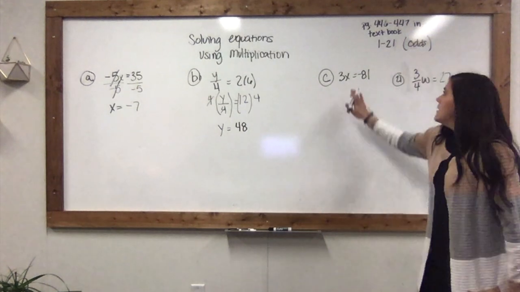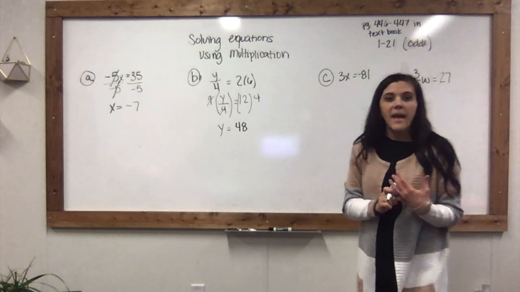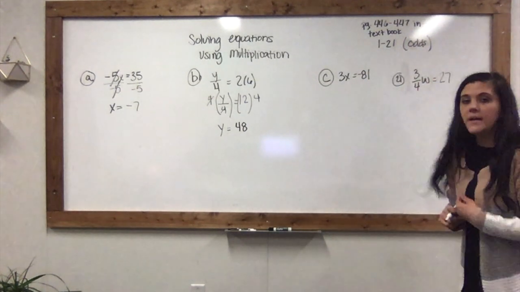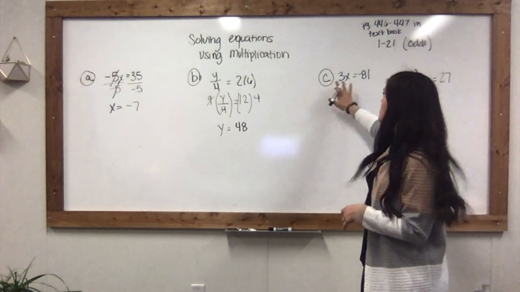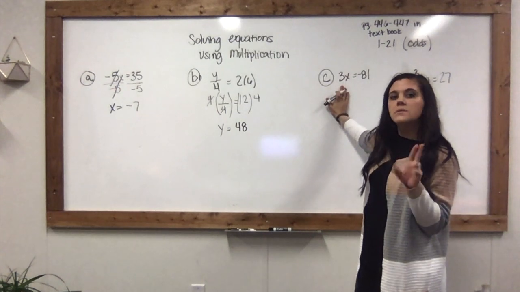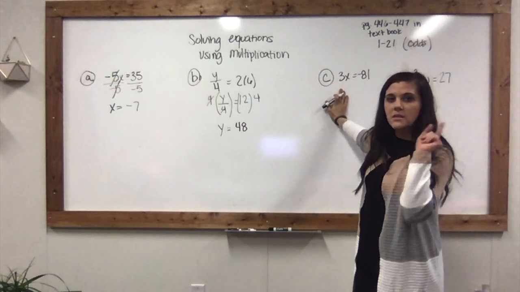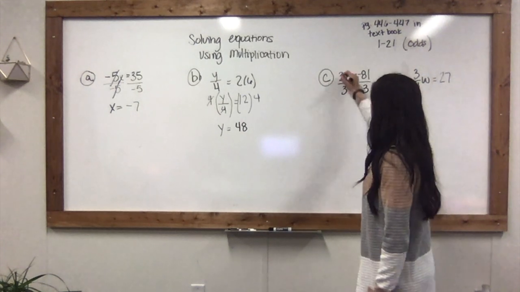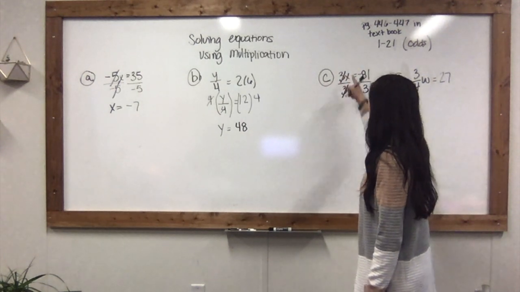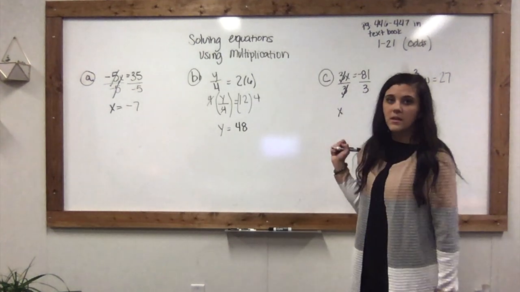Okay, this problem, we've got 3x equals negative 81. So I'm going to isolate this x. These two are being multiplied by each other. So the opposite of multiplication is division. So I'm going to divide both sides by 3. These two will cancel out. I'm left with just an x on this side of the equation.